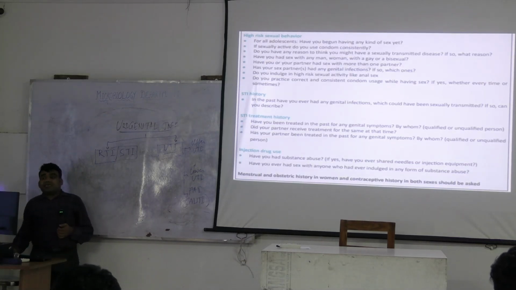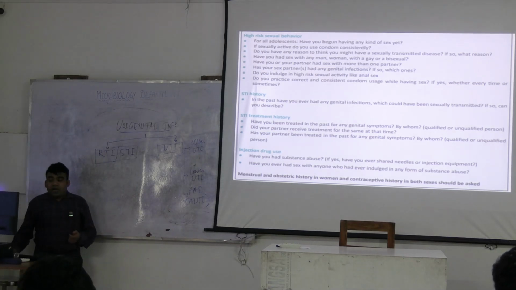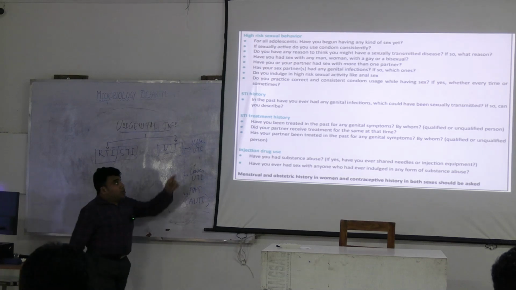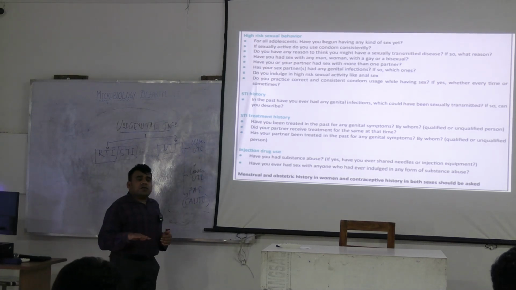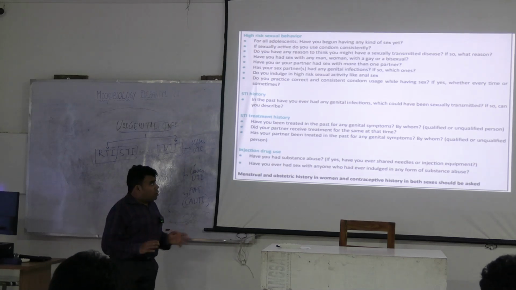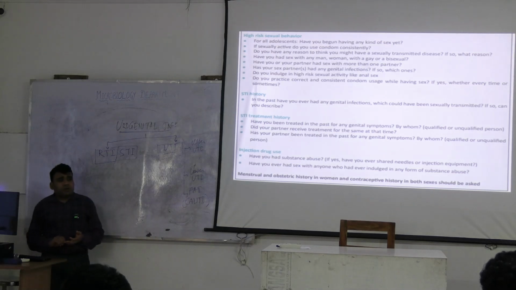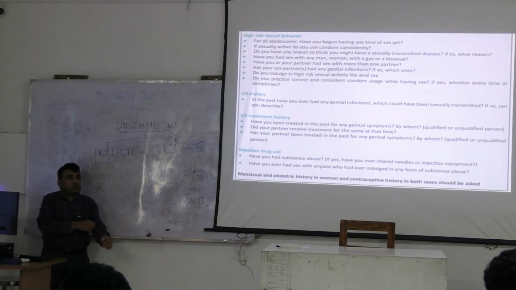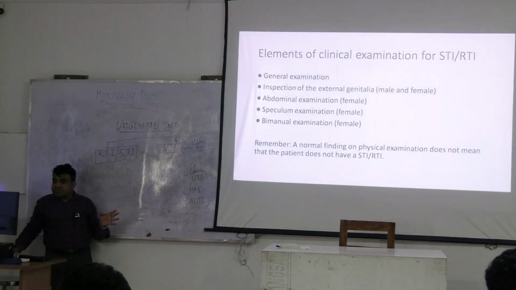Next, you have to assess the risk behavior of the patient and also risk behavior of the partner of the patient. And important is sexual history, history of STI. If history of STI is present, whether it was treated or not, and finally if the patient has any kind of injection drug abuse, because that will increase the chances of other infections including HIV. So this all has to be assessed.